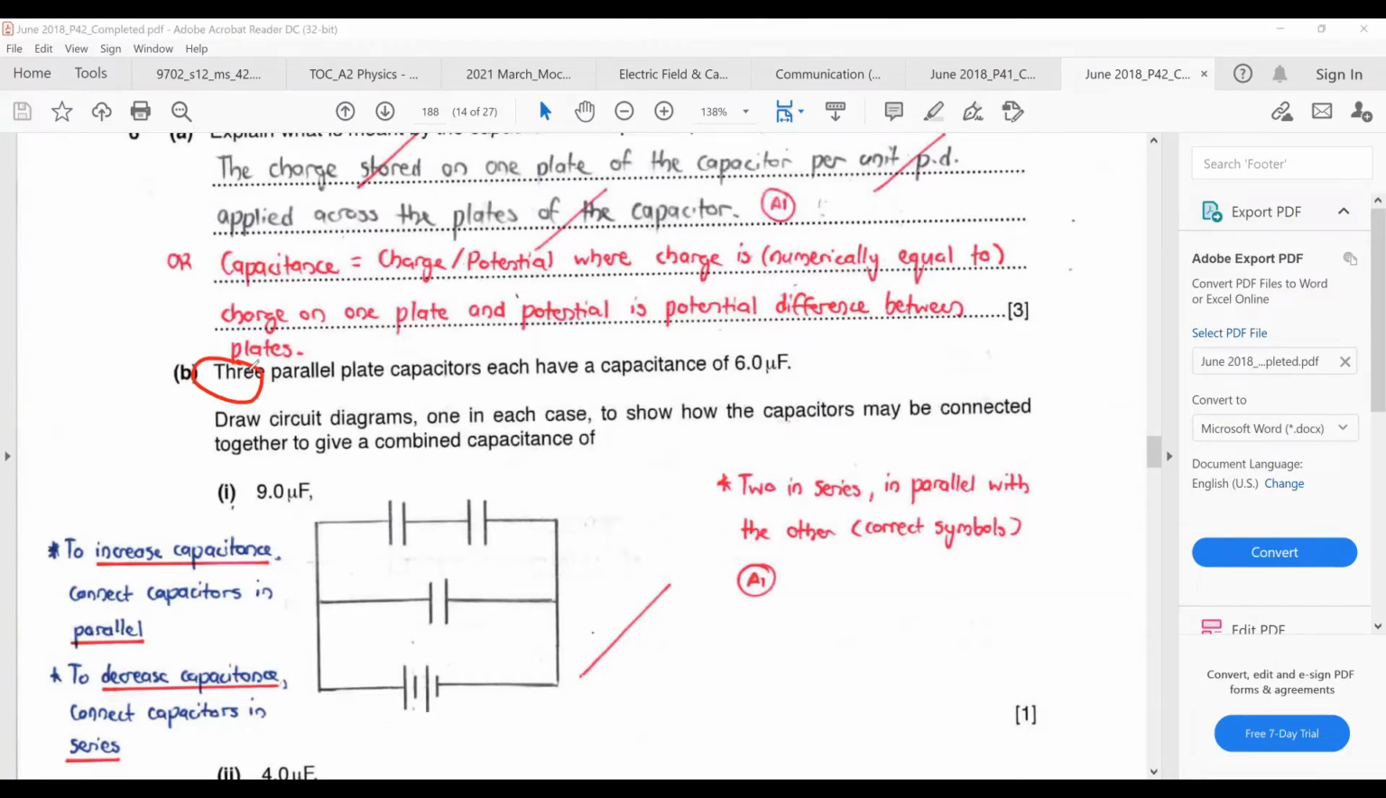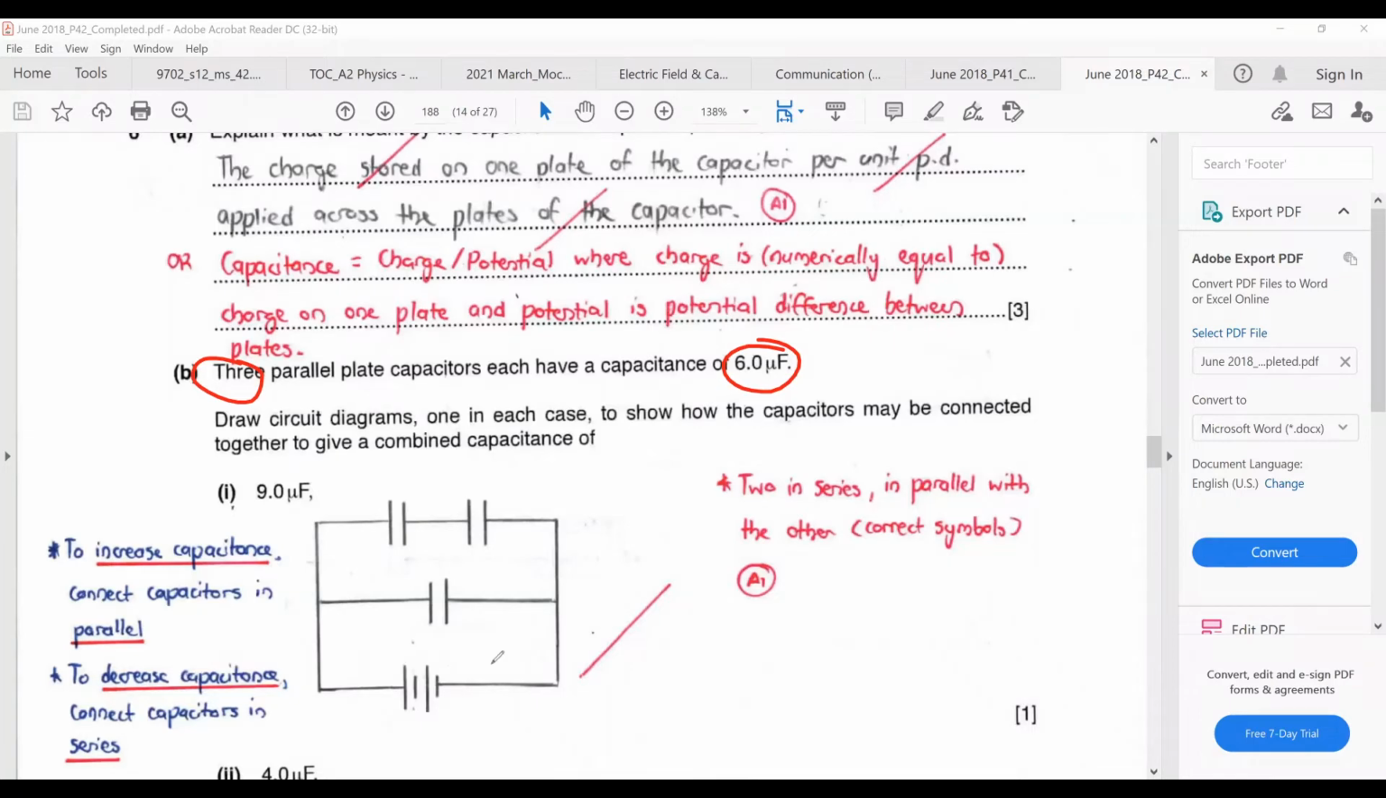They've already set the things here for you. You're only supposed to use 3 parallel plate capacitors, each one having 6 microfarad. Okay, so how? You have to do trial and error to find out which one will give you total capacitance of 9, which one will give you total capacitance of 4. So in your case here, if you want to have 9 microfarad capacitance, you can just draw it like this.